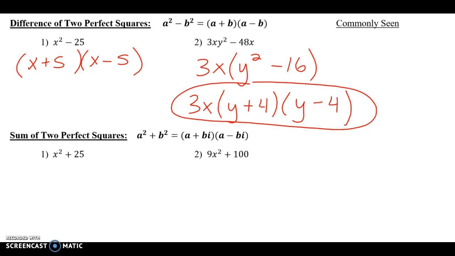Obviously, y cannot break apart any further. So at that point, they're all prime. y plus 4 can't break apart any further. y minus 4 can't break apart any further. That's the answer.